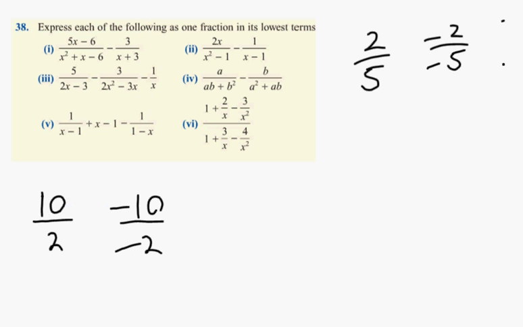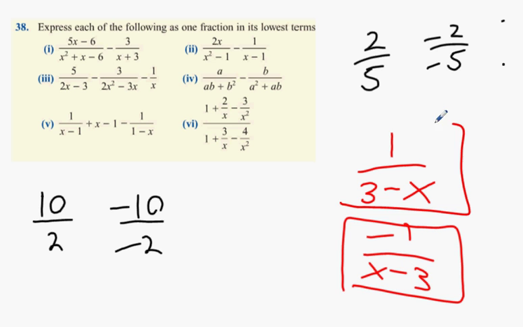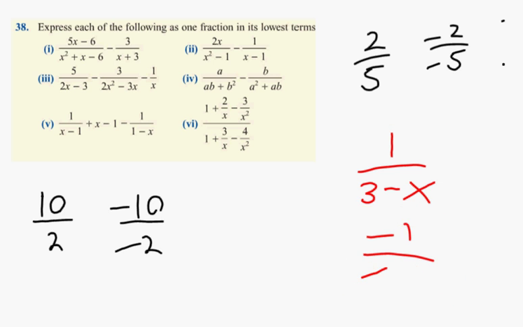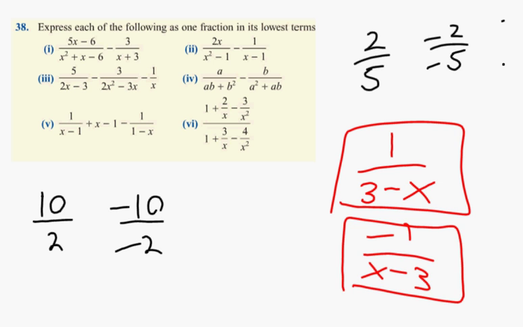If I was given a random fraction, as an example, 1 over 3 minus x, everybody see that? This fraction is actually the same. Multiply top and bottom by minus 1, what happens? You get minus 1 on the top, the minus x changes to a plus x, and the plus 3 changes to a minus 3. So, in effect, these two fractions are the same thing, aren't they? Therefore, you're always on the lookout for when one of the denominators is the minus version of the other one.